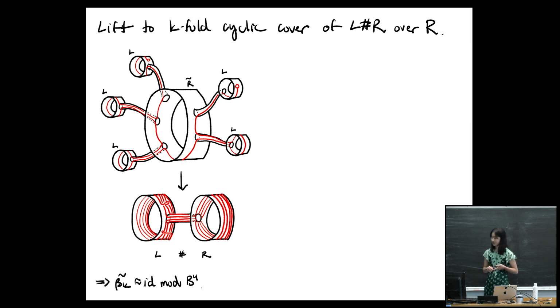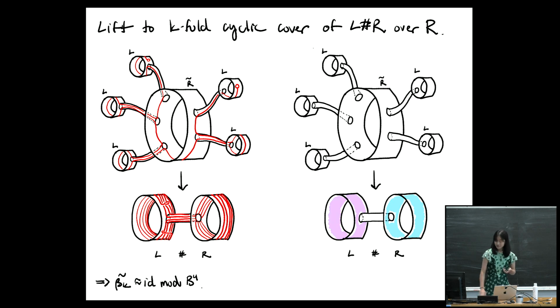Okay, so what about FL, FR? So here's FL, FR. The lift is going to look like this. On R tilde, we have some lift of FR, and on the orbiting Ls, we have exactly the same diffeomorphism, FL. And we want to show that this lift is non-trivial, mod B4.